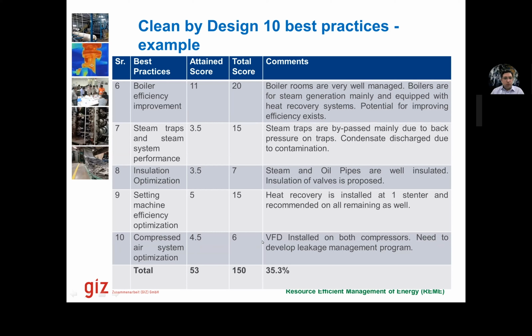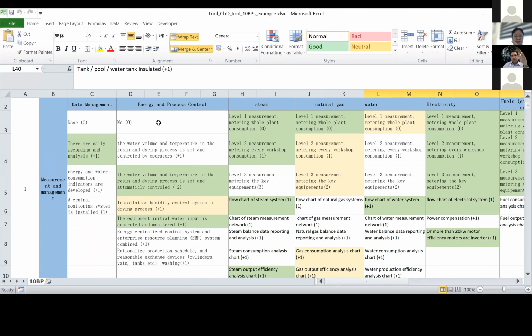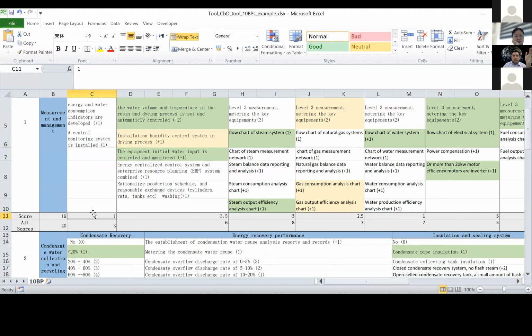So I will show you the tool quickly. We have different aspects under measurement and management. For example, the first aspect is data management. If they have no data management, I would highlight this cell. This factory had daily recordings and analysis, so they scored 1, but they did not develop the indicators for energy and water consumption, so they could not score this, and a central monitoring system was also not installed, so they scored only 1 point here.